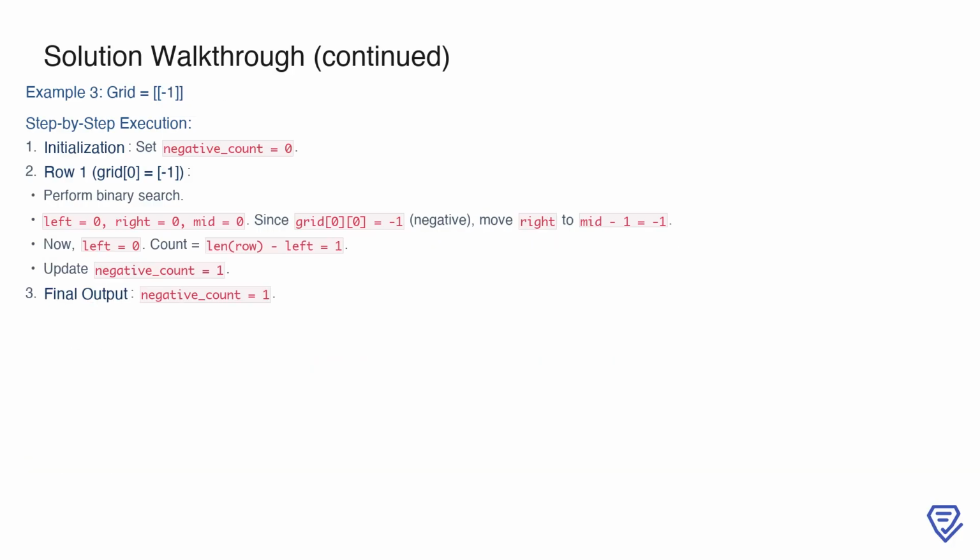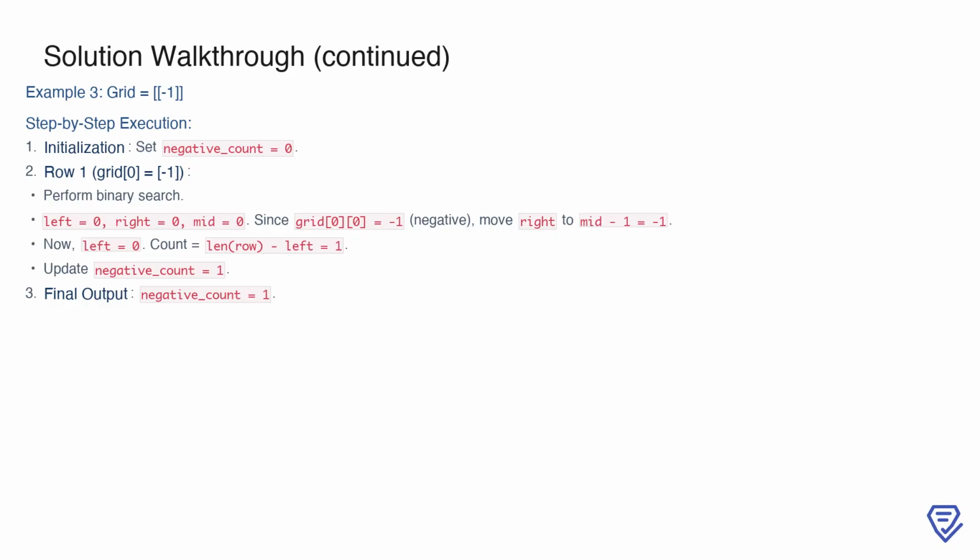For this final example, the grid contains only one row, -1. We initialize negative_count to 0 and perform a binary search on the single row. With left equals 0 and right equals 0, at mid equals 0, the value is -1, which is negative, so we move right to mid - 1, which becomes -1.